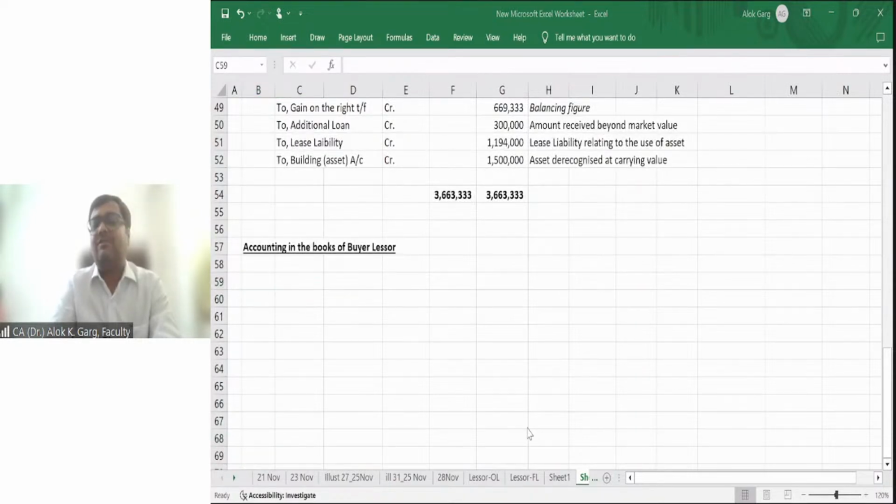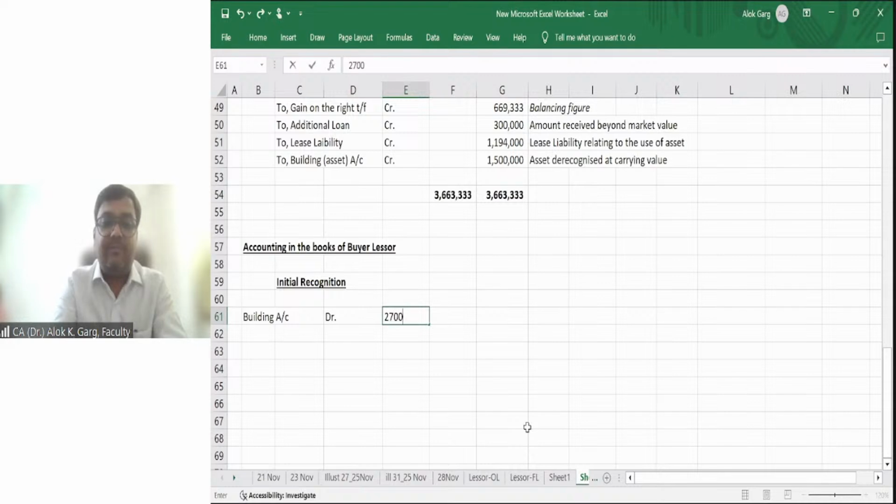What will the buyer lessor do? Initial recognition. The buyer lessor will debit the building account. By how much? 27 lakh rupees, by market value only. The building account will be debited by 27 lakh rupees, the market value.